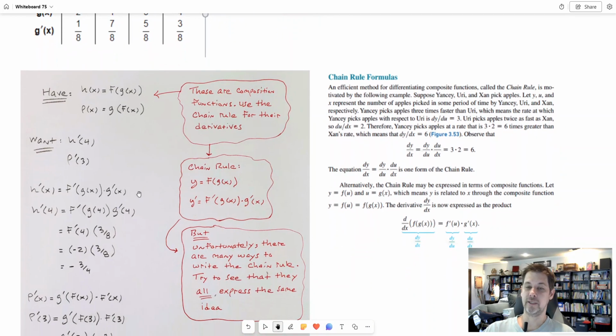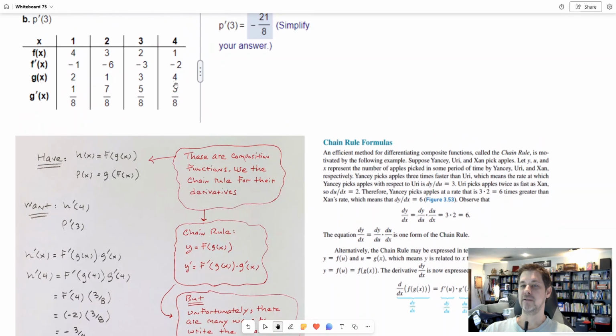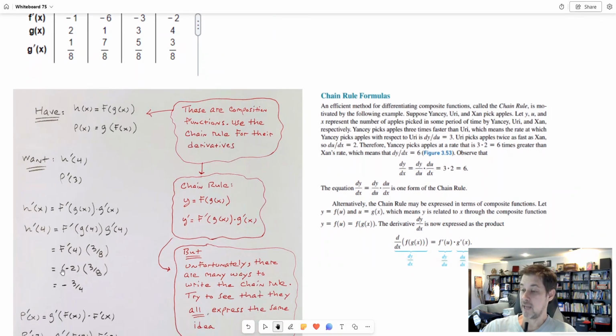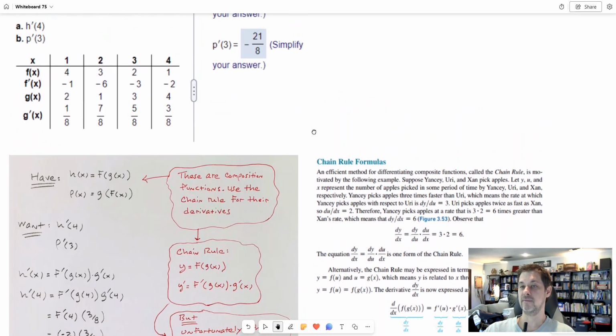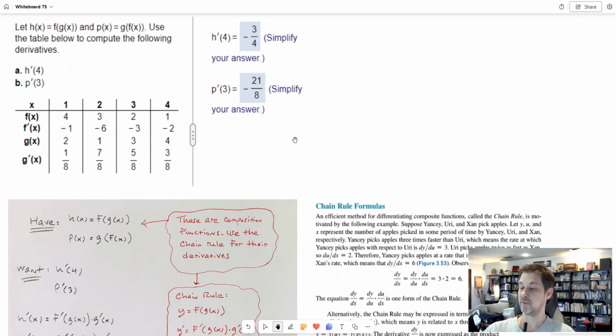Okay, so what do I do? g of 4, well, I can find that. g of 4 is 4, okay? And so I have f prime of 4. And then g prime 4 is 3/8. So I get f prime 4 times 3/8. Now what's f prime 4? f prime 4 is -2 right there. And so that turns out our answer is -2 times 3/8. Reducing that, cancel the 2 with the 8, we'll get -3/4. That's our answer for h prime 4.